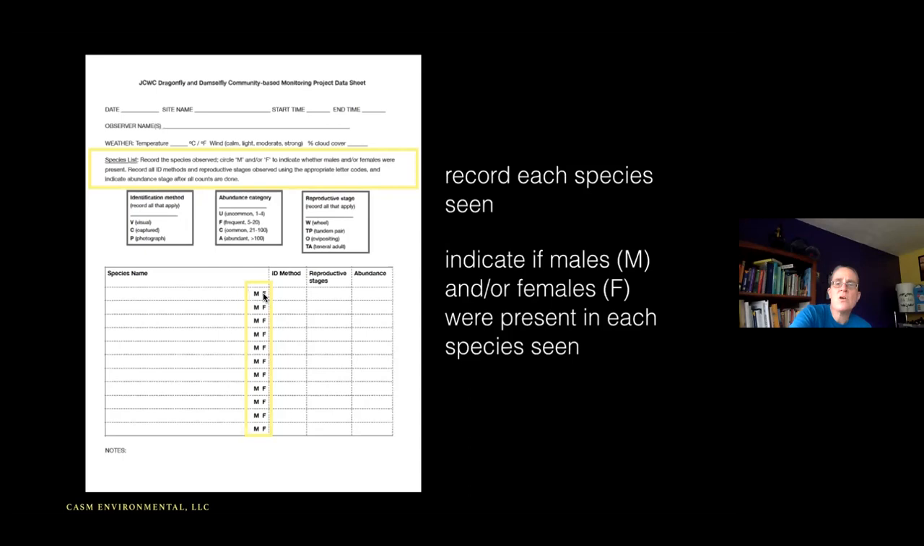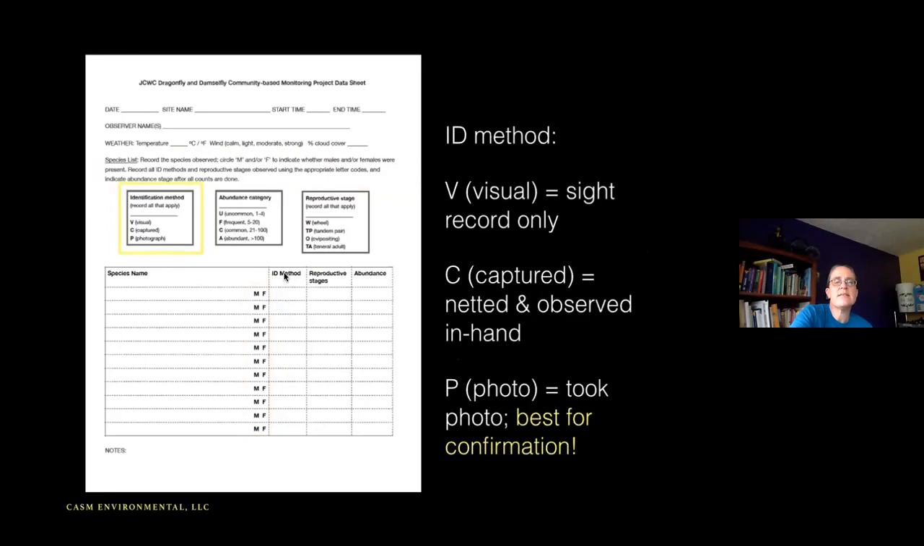And then how did you identify them? That's the next column. V is just visual. I just looked at it and knew what it was. C is captured. I got a net on it. I looked at it in hand. P is I took a photo. You may have a combination of these, but I strongly encourage you, even after you're really certain of your identification for some different species, if you can, please take a photo. It's a permanent record. And if you're like, oh my God, I know these are Pacific forktails.